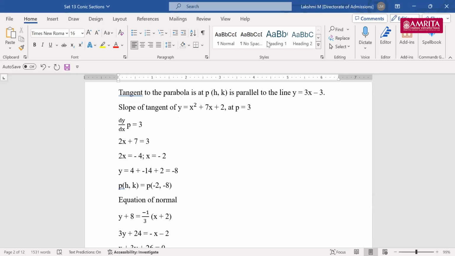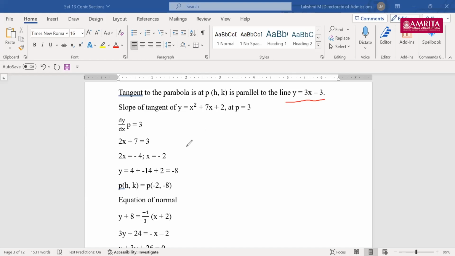This is the easy way in which you can solve the question. Whenever I'm drawing a tangent to the parabola at that point P of h, k, it will be parallel to this line also. If I'm drawing a tangent to the parabola at the point P of h, k, it will be parallel to the line y equal to 3x minus 3. So I'll be able to find out the slope of the tangent at P equal to 3. This is y equal to 3x minus 3, so it will be 3, right? So the slope of the tangent is equal to 3.